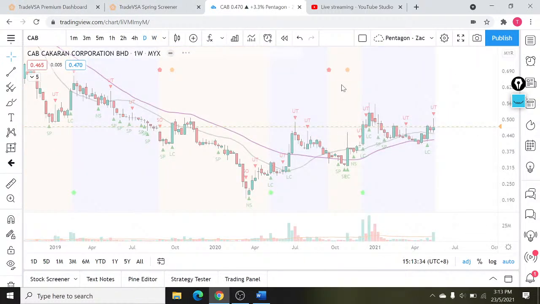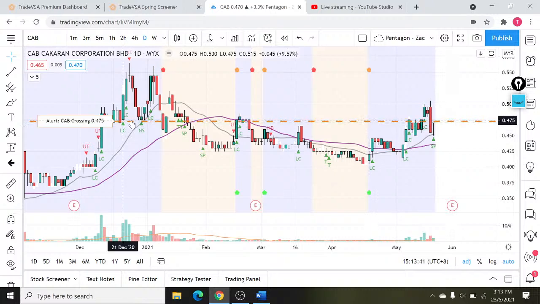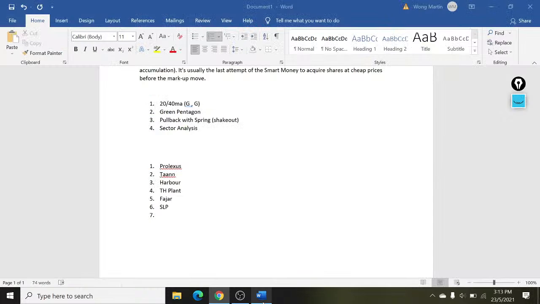Let's go back to the daily. So again, we want to see more sound strength, somewhere around here. So this is a pure NS, forming a support, for me like a cup and handle kind of thing. Okay, welcome Jimmy. CAB.